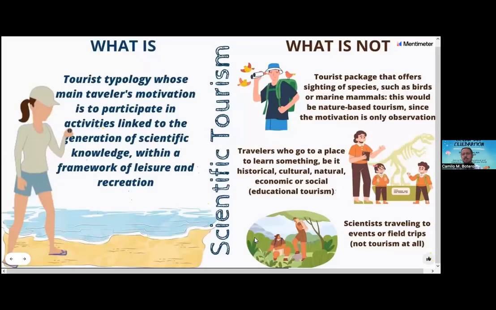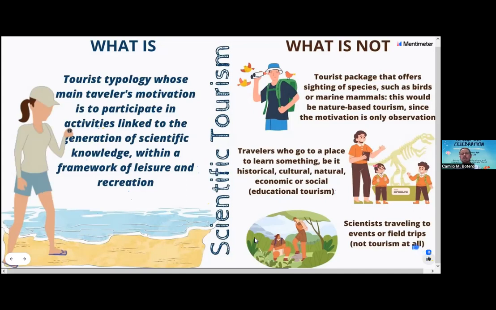And this is exactly the idea with scientific tourism. What is and what is not scientific tourism? I know that it's not a very familiar term for you. This is why I asked you before, because I want to contextualize and also to know your feedback. First, scientific tourism is a new typology, a very recent typology in which the main traveler motivation is to participate in activities linked to the generation of scientific knowledge, but within a framework of leisure and recreation. What does it mean? That as a tourist, you are not living in the place. A tourist normally is a person that travels from their home city or home location to another location temporarily.